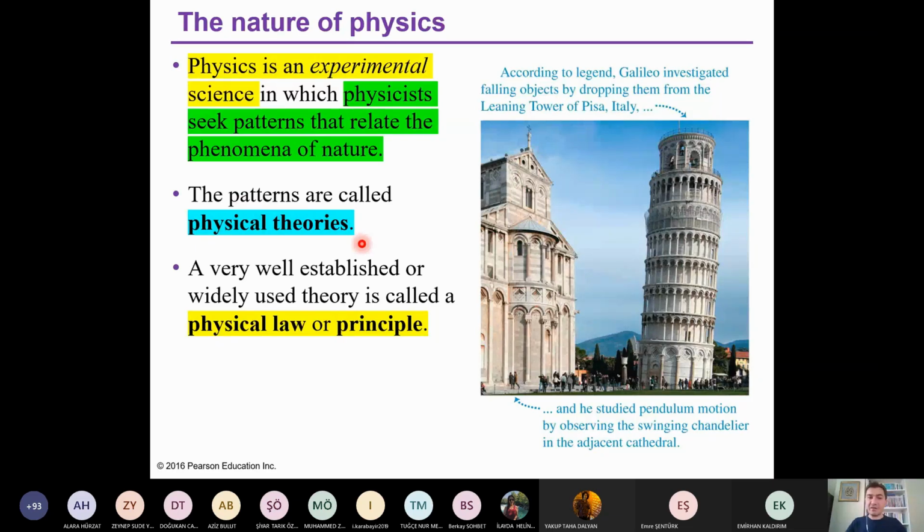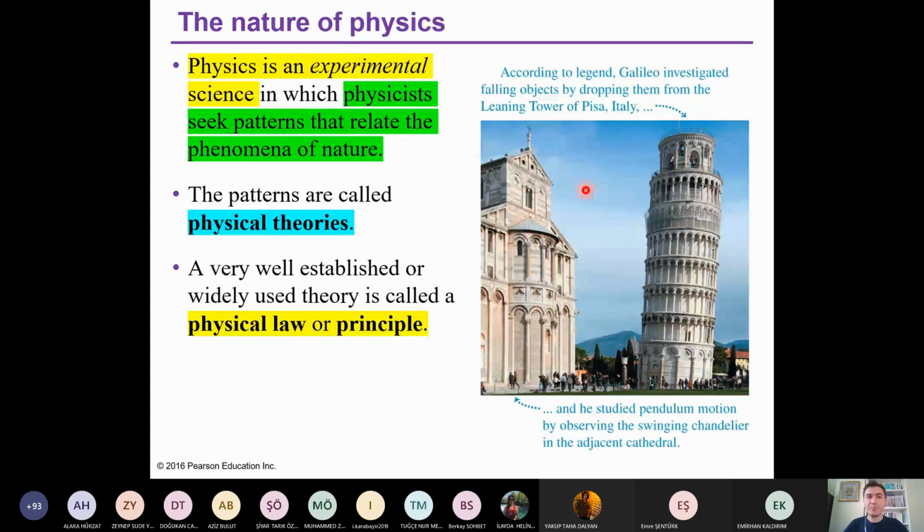But if these physical theories are very well established or widely used, then they are called as physical law or principle. In order to be physical law or principle, each theory must be very well established and it must be widely used. Okay, this is very important.